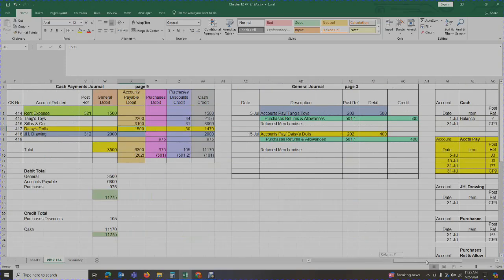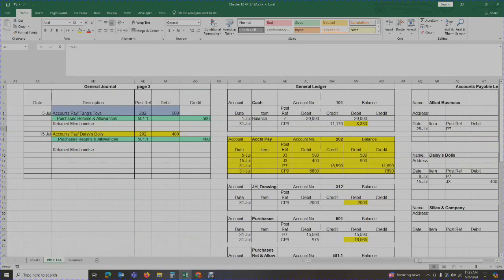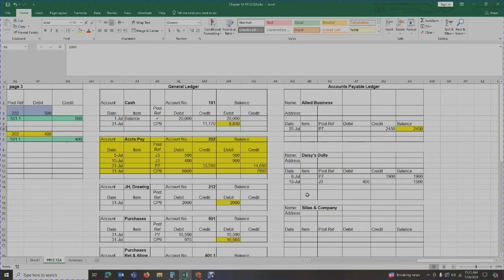So let's go back to my general accounts payable ledger, and we're going to do on July the 18th, cash payment journal number 9, $1,500. So my ending balance is 0. We don't owe any money to Daisy's Dolls as of the end of July. They've been cleared.